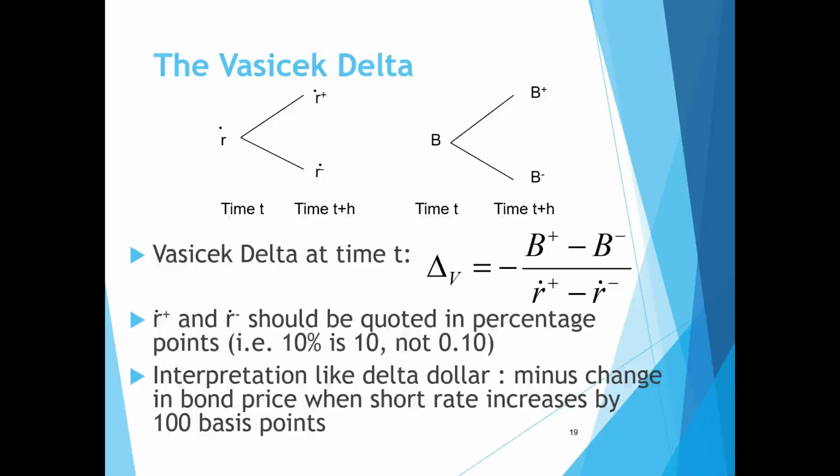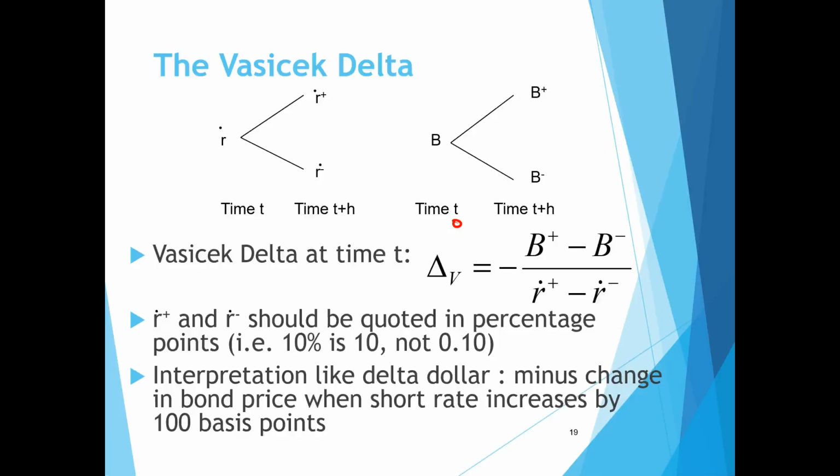Now we're going to move into Vasicek delta and Vasicek gamma. So here I'm going to give you the formulas and then we're going to turn into examples. This is the formula for Vasicek delta. At time t equals 0, we can determine the Vasicek delta with the prices of the bond in the up and down scenario and the interest rate in the up and down scenario.